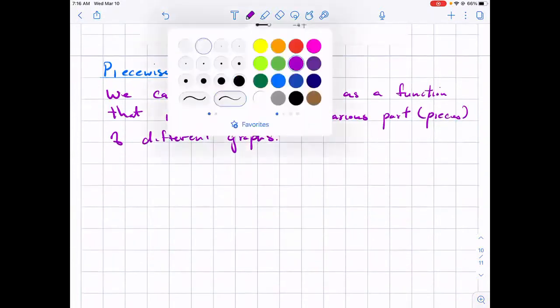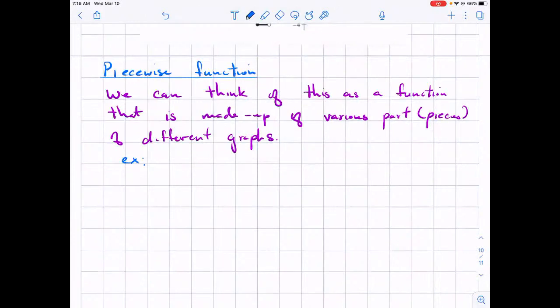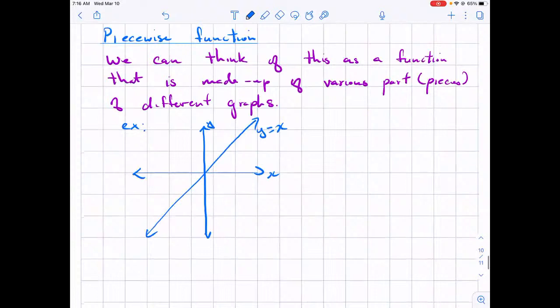For example, if we have the identity function, the identity function looks like this: y equals x. If we have the parabola, which we know looks like this, y equals x squared.